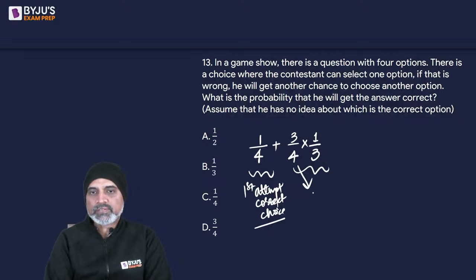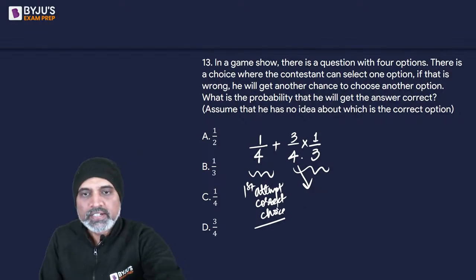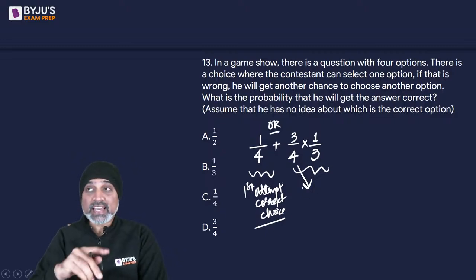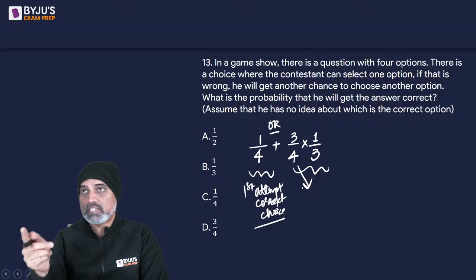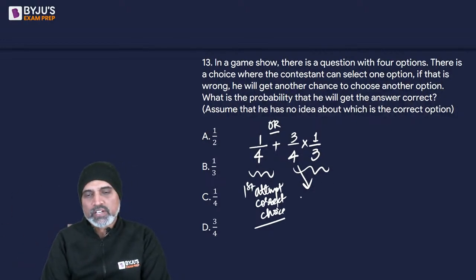Second attempt, sorry, or let's write it like this. So plus means or. This is the second case, not attempt. Second case. In the second possibility, the first one is a wrong one, right? So the first attempt is wrong choice.